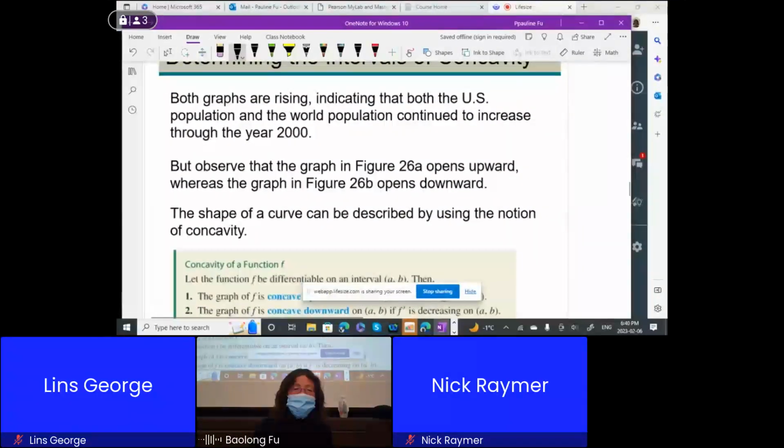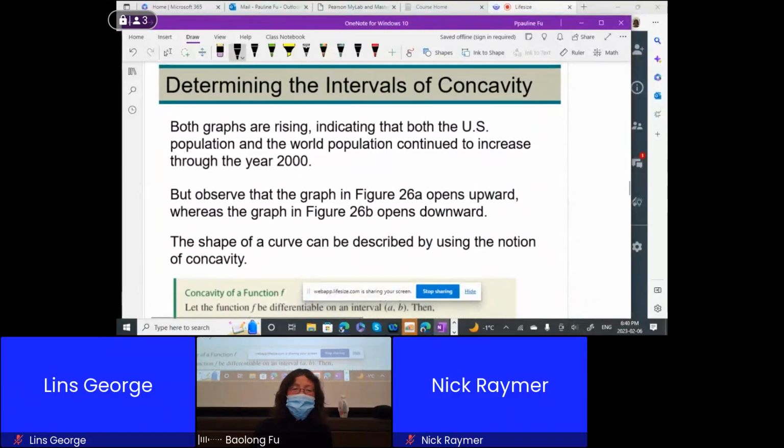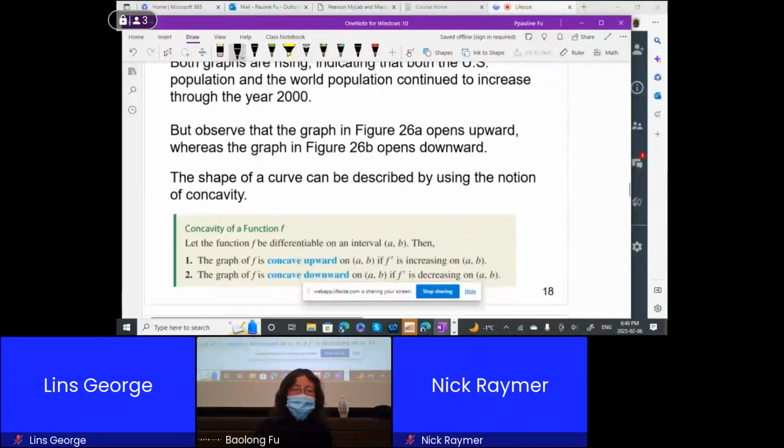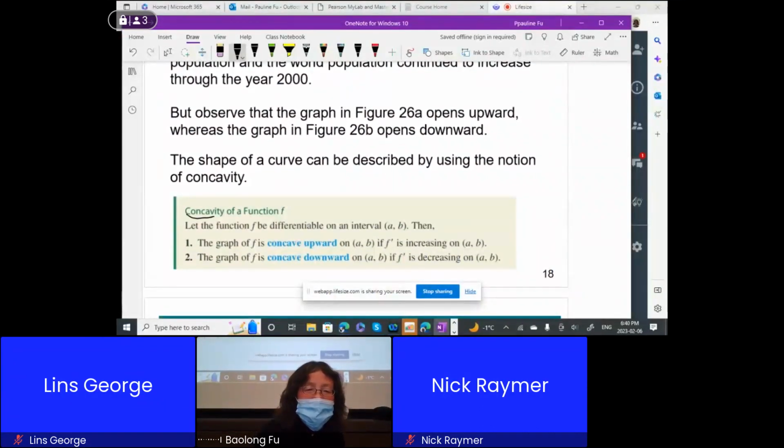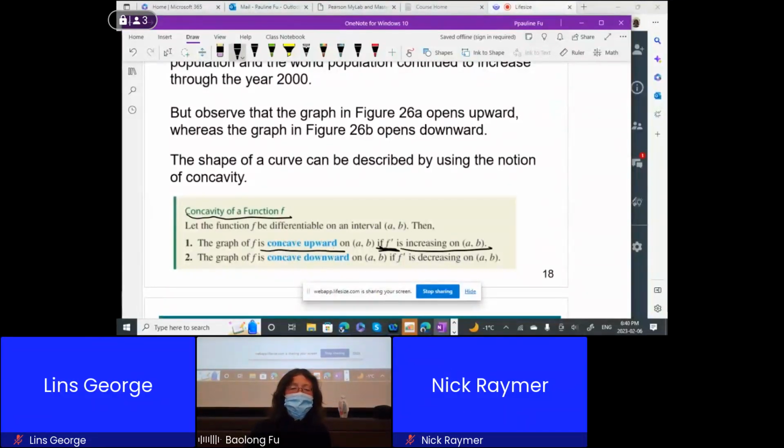And now, how do we determine the concavity? Concavity of function f. What is concave up? If the first derivative is increasing, it is concave up. How do we know it is concave down? If the first derivative is decreasing, it is concave down.